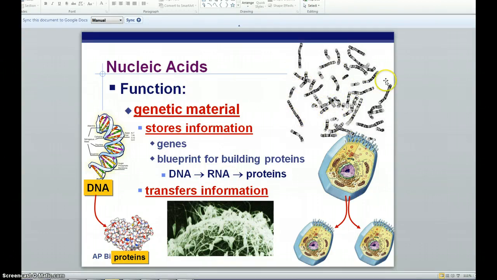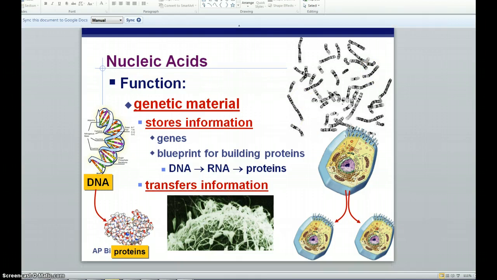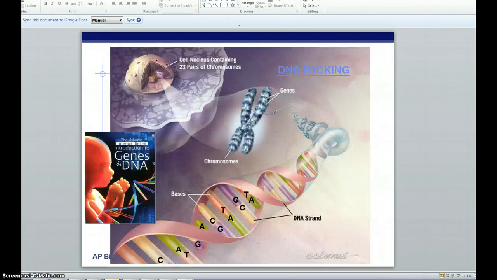These photographs here are micrographs of genes that are forming from the chromatin in the nucleus when we get into the reproductive cycle of DNA. DNA transfers information by making a template of RNA, and then proteins are made. We'll learn about that in the next section.